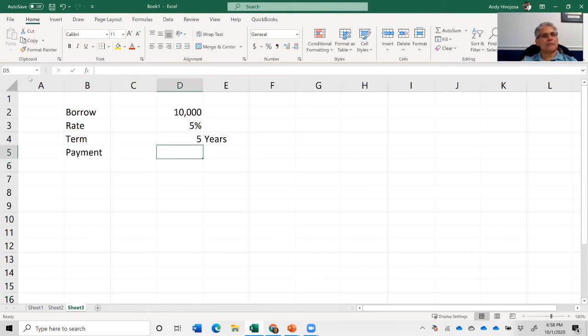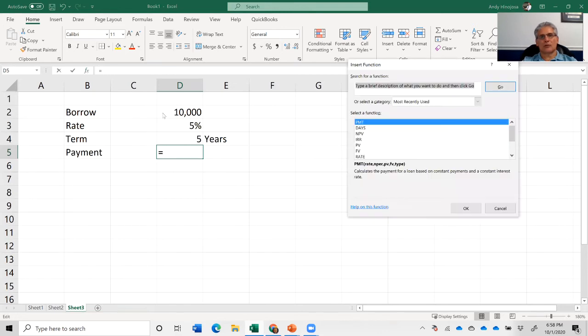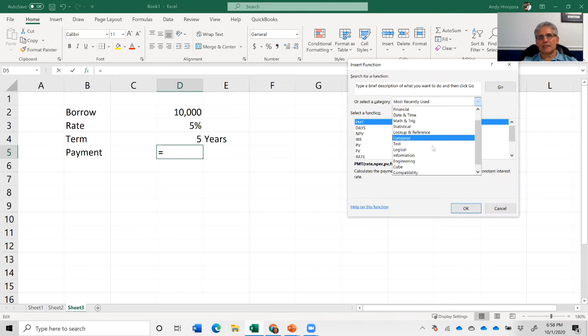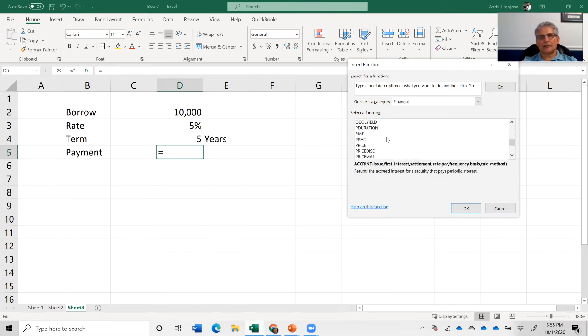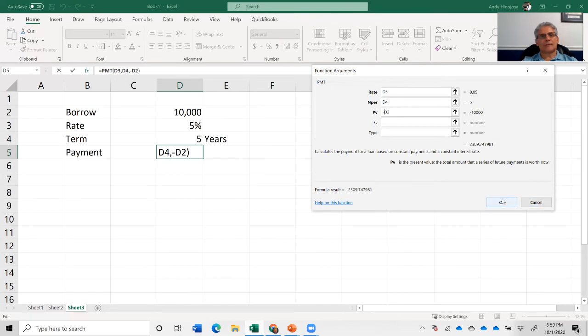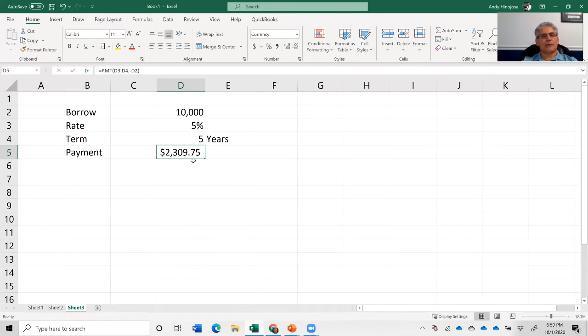So I can do that using an Excel tool here. We'll call it a function. The function specifically is called PMT, payment, PMT. I'm not teaching you this. I'm just doing it to come up with the payment here. We're going to look under financial and then look under PMT. So the actual payment is going to be $2,309.75. Every time we make a payment, that's the way it's going to be.